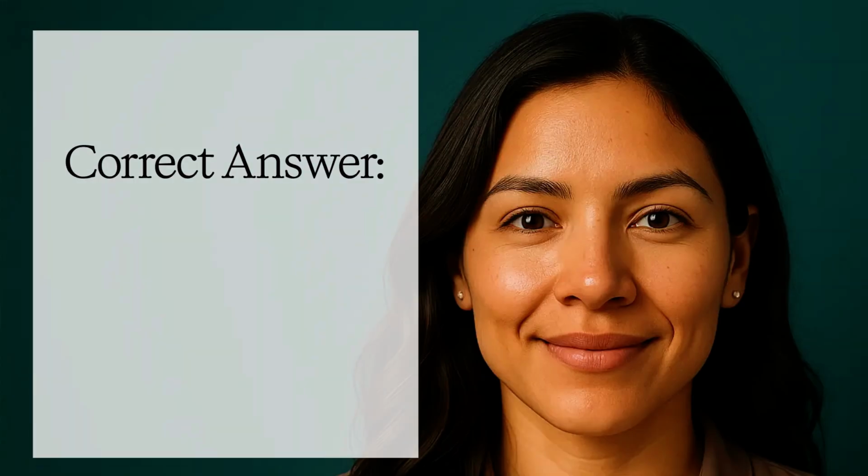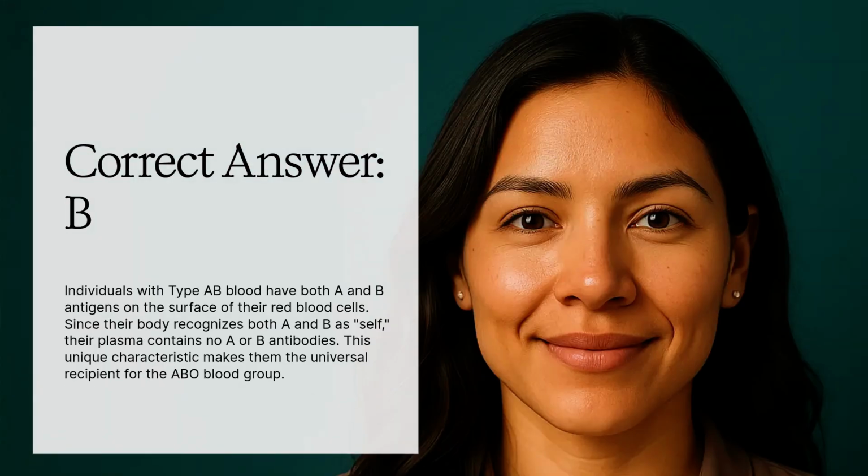Rationale. Correct answer, B. Individuals with type AB blood have both A and B antigens on the surface of their red blood cells. Since their body recognizes both A and B as self, their plasma contains no A or B antibodies. This unique characteristic makes them the universal recipient for the ABO blood group.